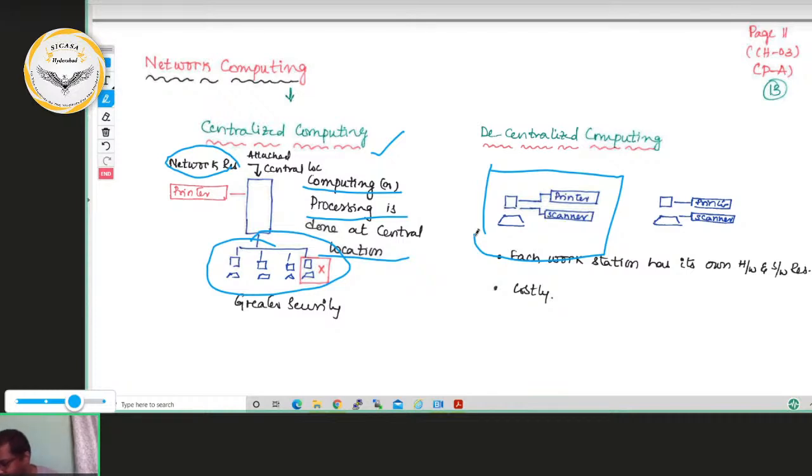What do you mean by centralized computing? Centralized computing is when each workstation has its own hardware and software resources, then it is called decentralized computing. So this is the difference between centralized and decentralized computing.